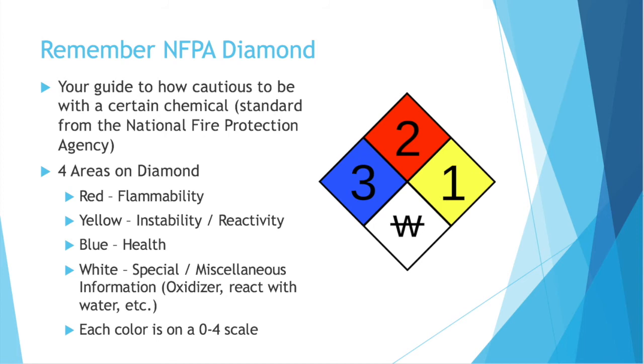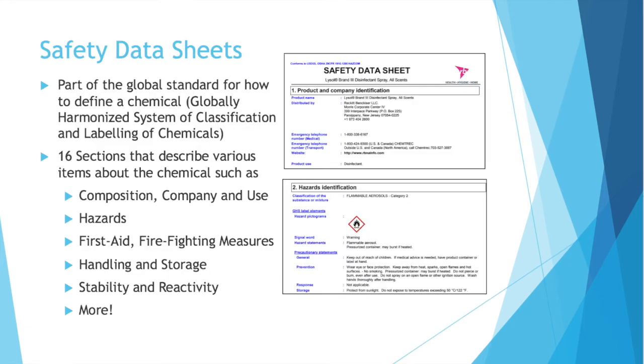Yellow is how unstable something is, how easily it reacts with other chemicals. So a 0 in the yellow category, in the instability reactivity category, would mean it's not going to react with water, it's not going to react if there's a fire around, whereas with a 4, that chemical is super unstable. Maybe you put some water on it and it explodes in your face. Or there's a fire that starts nearby and all of a sudden this chemical is giving off a toxic fume.